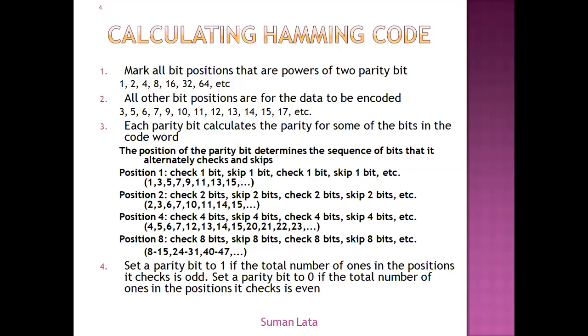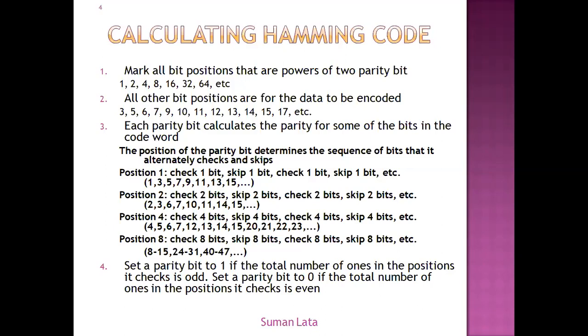Like this, for parity 2, we need to check 2 positions, then skip 2 bit positions, then again check 2 bit positions, then again skip 2 bits, and so on. Like for parity 2, we check the second and third positions, then skip the fourth and fifth positions, then again check the sixth and seventh positions, and so on. Like this for parity 4, check 4 bits, skip 4 bits, and so on. Like parity 4, we will check positions 4, 5, 6, 7, and then skip 8, 9, 10, 11, and so on.